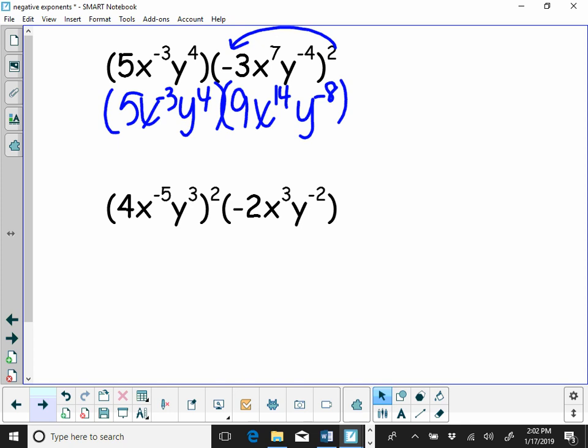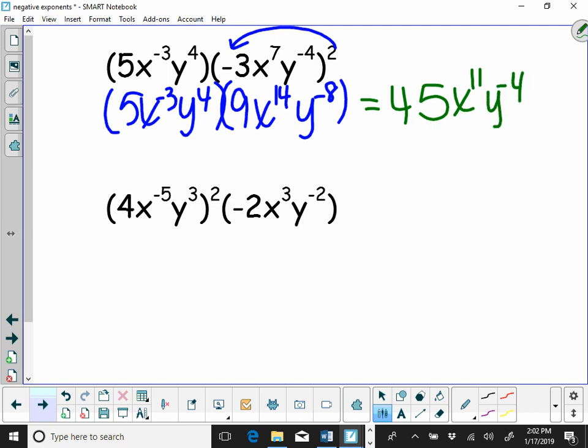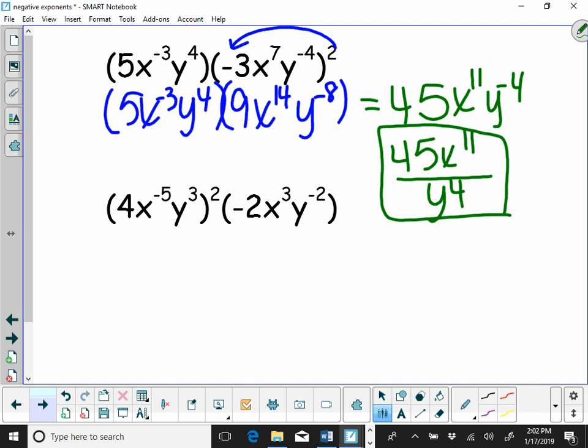All right, 5 times 9. 45. How many x's? 11. How many y's? -4, so then our final answer is going to be 45x^11 over y^4. All right, see if you can try that next one.